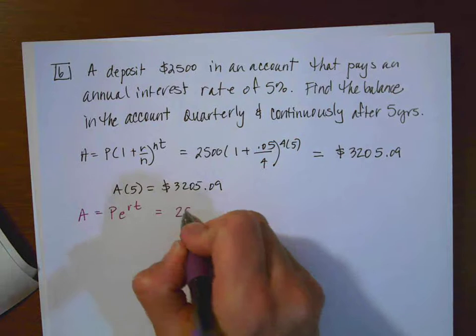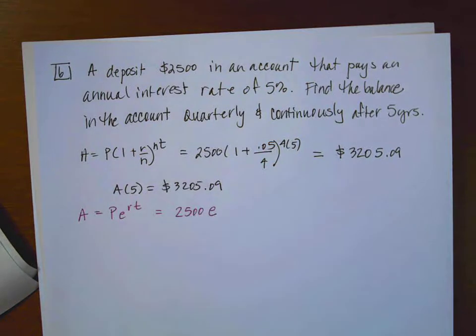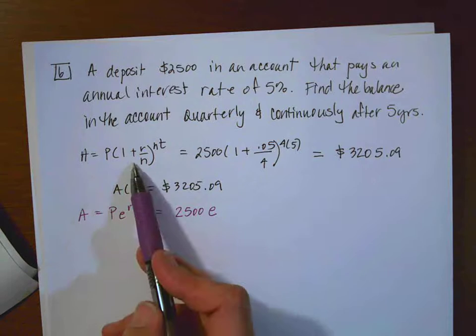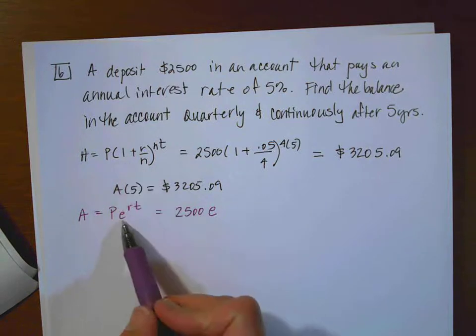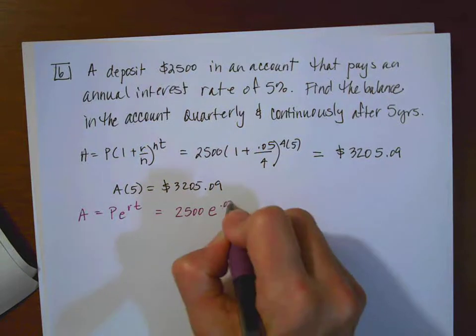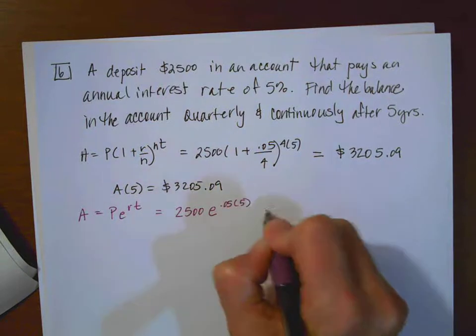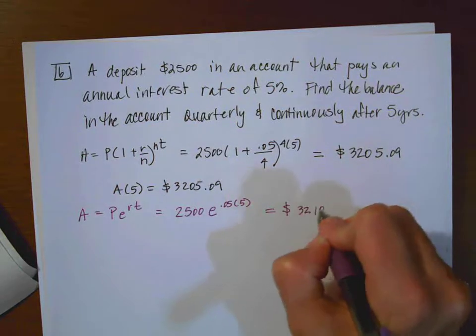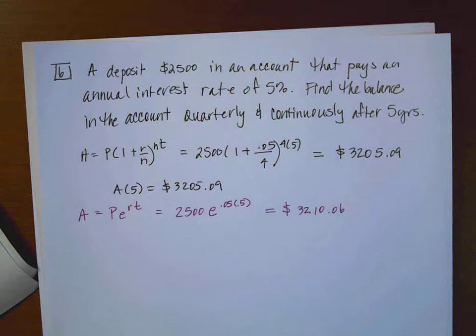Still the same principle. There's my e, and remember where e came from, which is really cool. It's as the compounding periods get tighter, the limit as it approaches infinity turns into e. My rate is the 0.05 for 5 years. Push buttons on your grapher, and you're going to get 3210.06.